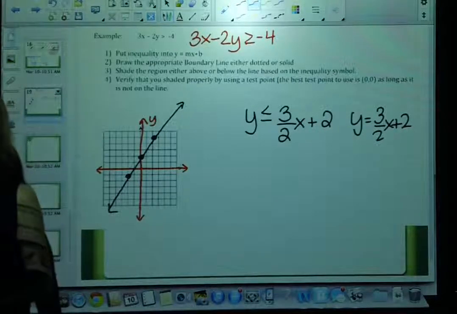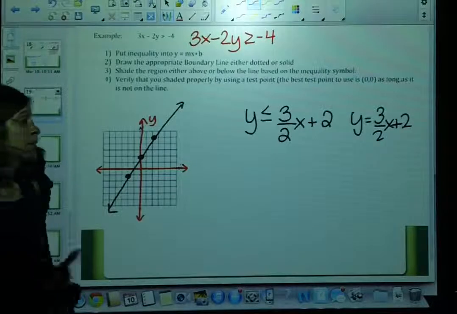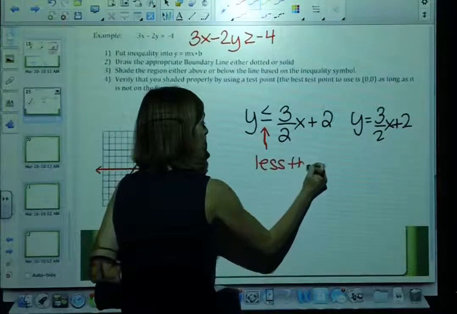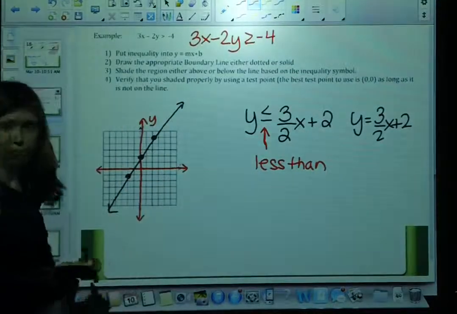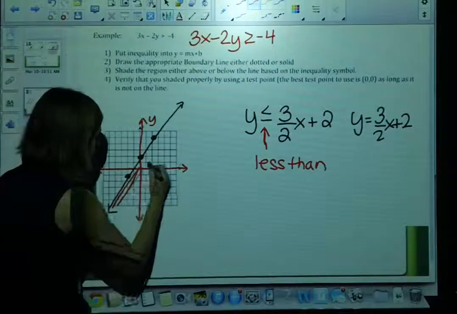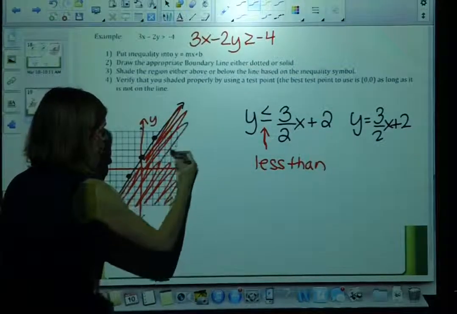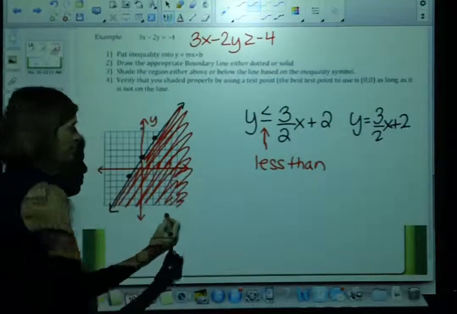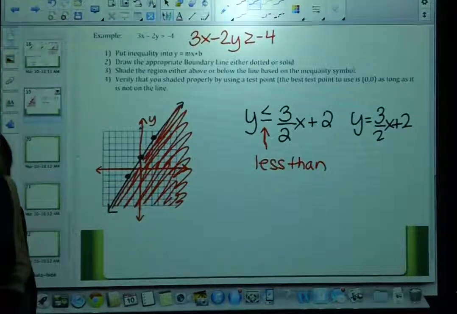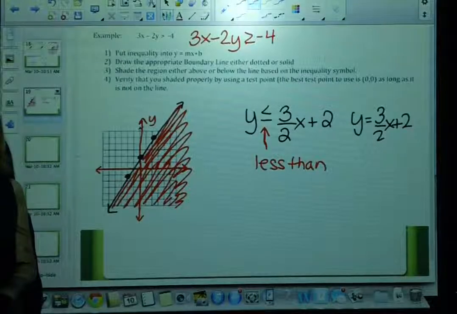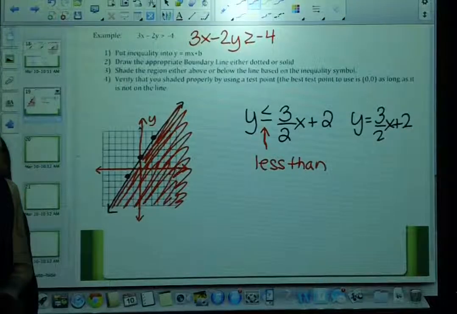So what do I do for shading? It's less than or equal to, so you shade below. Good, so that's less than. So I'm going to shade below the line, lightly with my pencil or with a highlighter if you want to. Always read it based on the y. If it's less than, it goes under, but greater than goes above. Correct.